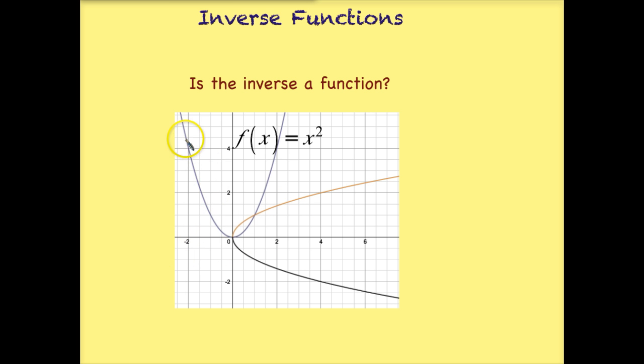So let's go ahead and get rid of this leg. We do that by saying that x has to be greater than or equal to 0. That's our domain restriction. So if we only reflect this part of the leg, then we only get the orange part of the leg, and this part is no longer there. Now what we have is an original function that is a one-to-one function, and therefore our inverse is also a function.